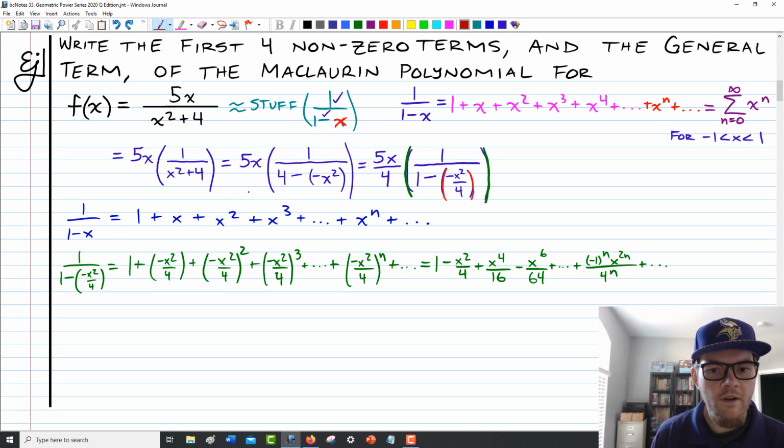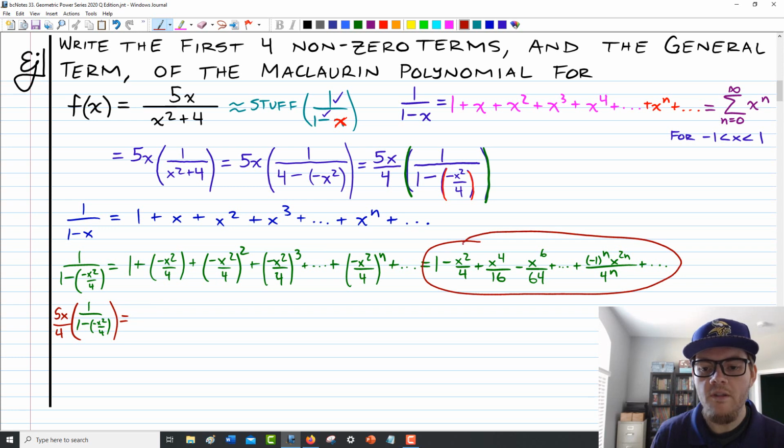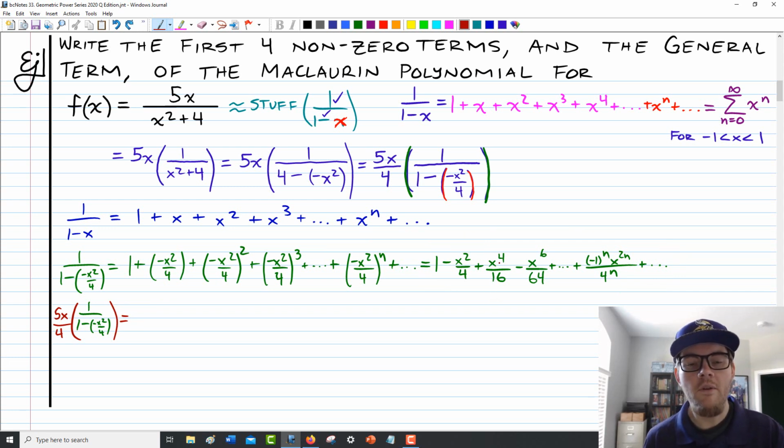So in this case, I want to figure out what 5x over 4 times that thing is going to be. And of course, we just said it's in green. So that's the 1 over 1 minus a negative x squared over 4 that we're going to be multiplying it by. When we multiply that through, that's the same thing as multiplying 5x over 4 times that expression we got for the power series, or the Maclaurin polynomial.